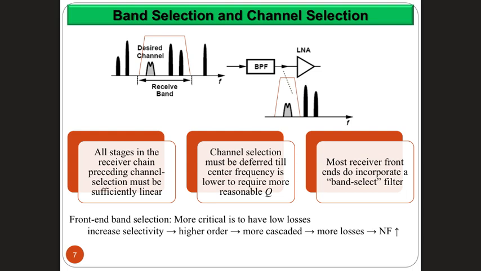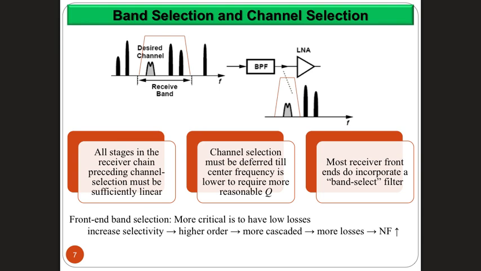So linearity is an issue at this stage until we reach the stage where we have the channel selection, so we removed all the adjacent interferers and we don't need to worry about them that much. At that stage we can actually work with less linearity constraints. The other thing is we have to leave the channel selection as much as possible to the stages of lower center frequency, because otherwise it will still require very high quality factor, which is not practically implementable, as we discussed in the previous example.